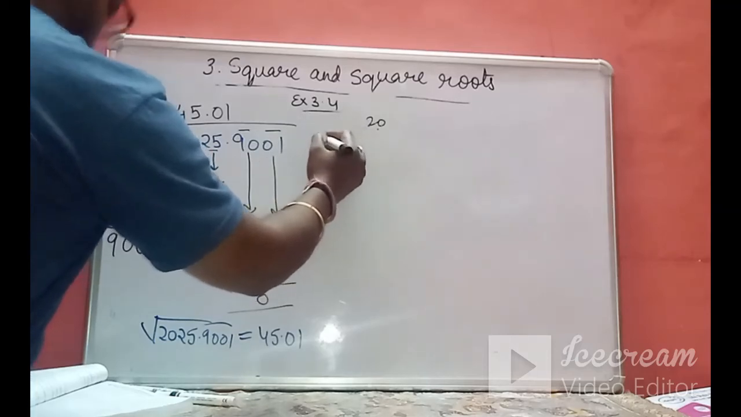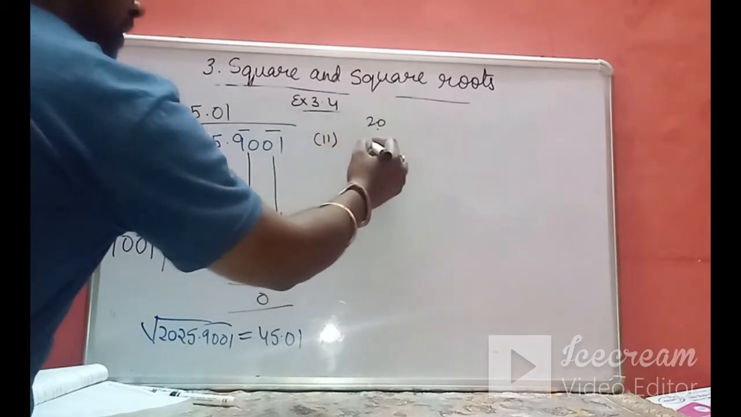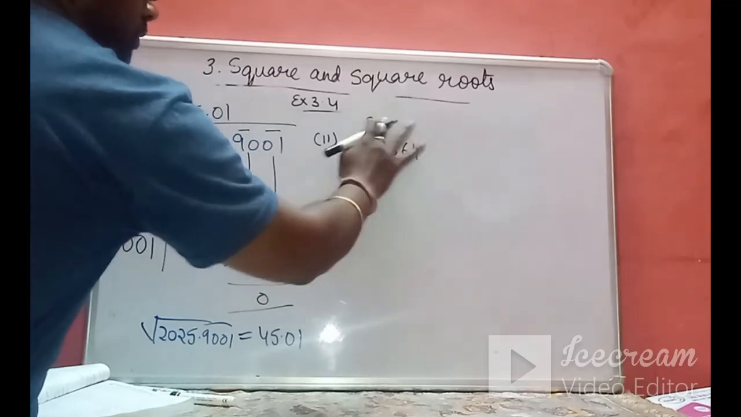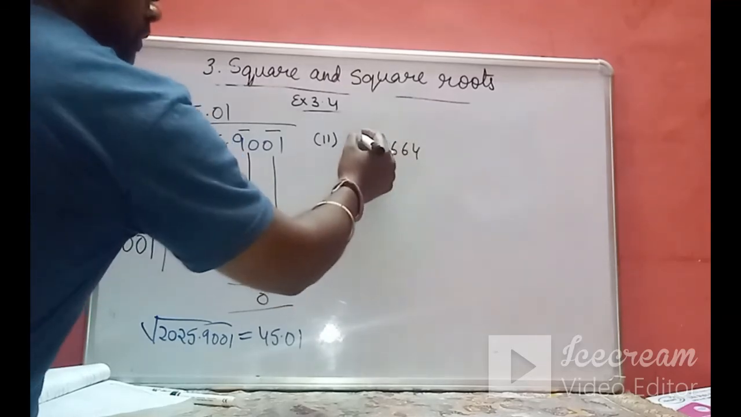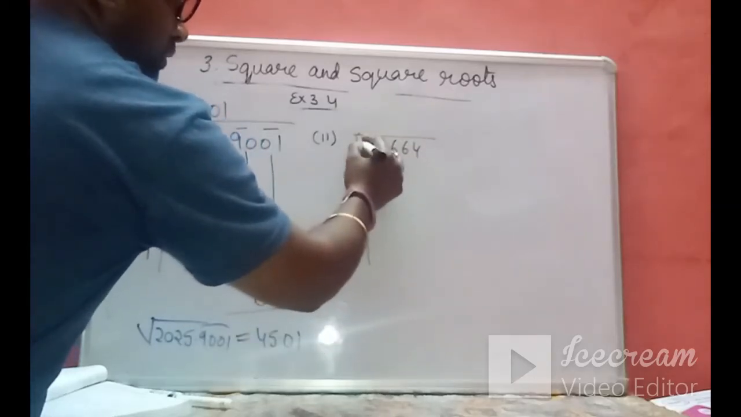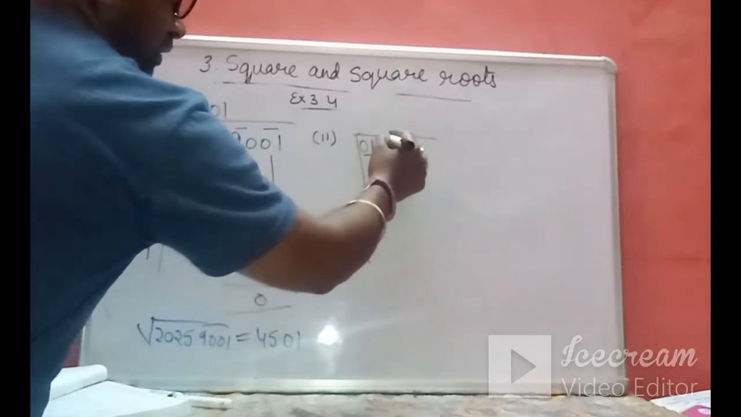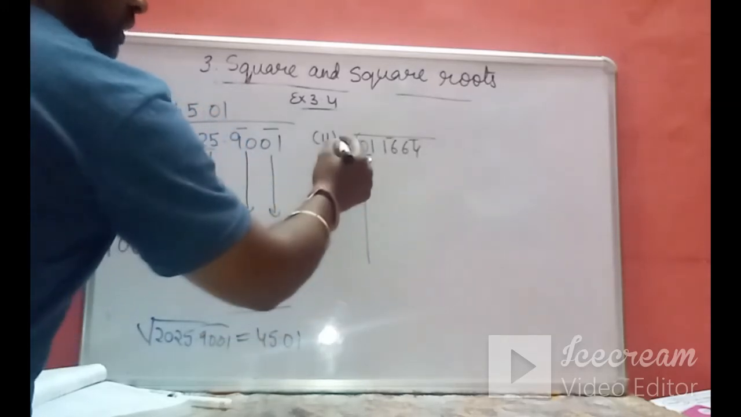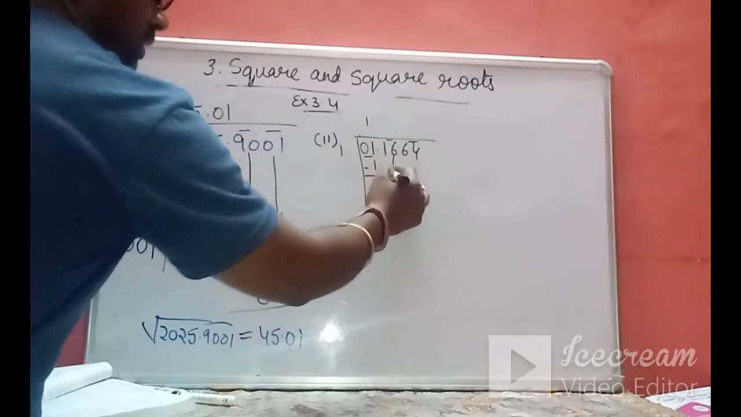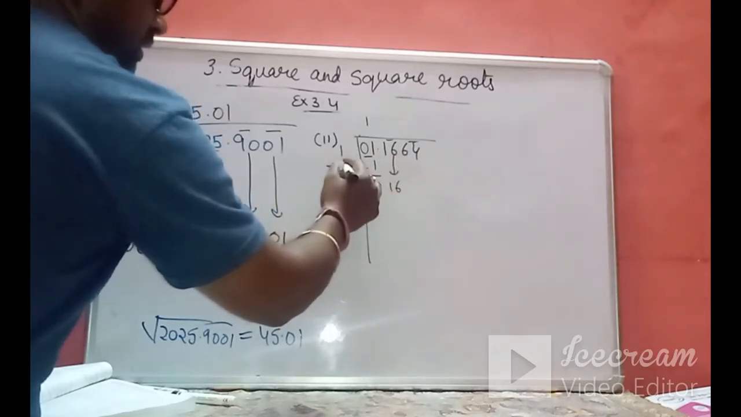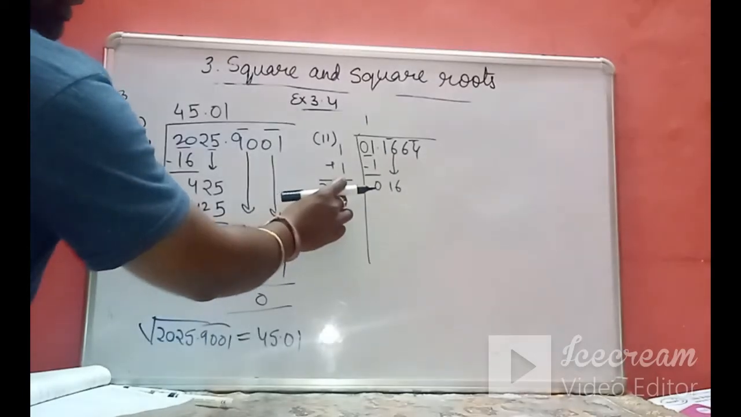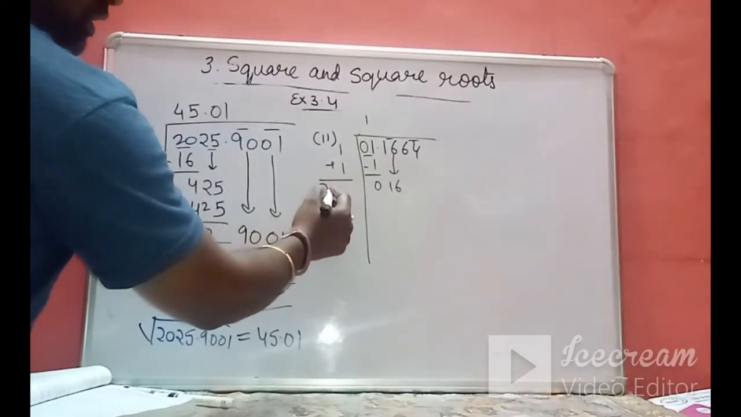Okay, then suppose I have a number 1.1664. This is the whole number part, so one pair is there, and from here the pairs will start. The nearest square is 1, then this 16 will come here, and this is 1 2. Again it is 2, it is much bigger, so I have to put a 0 here.